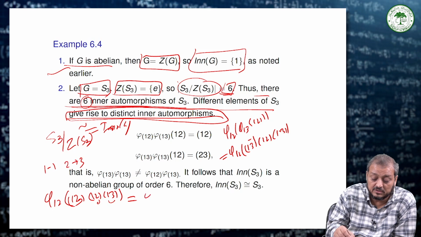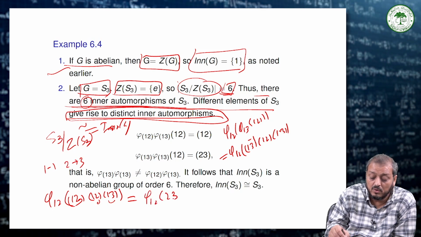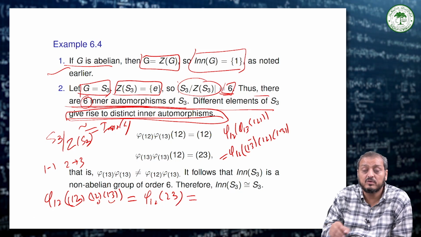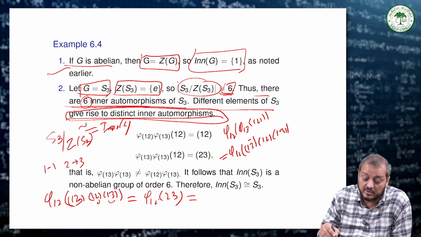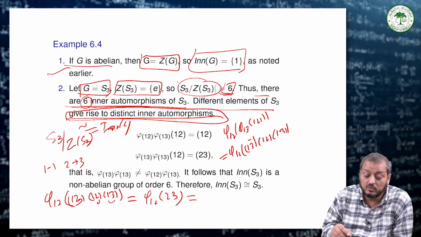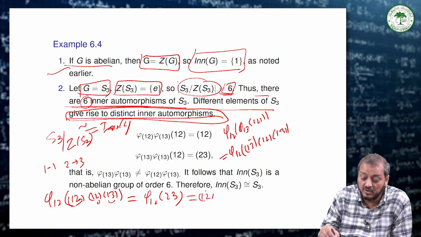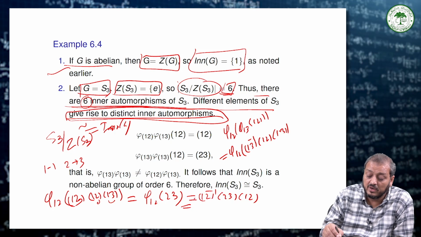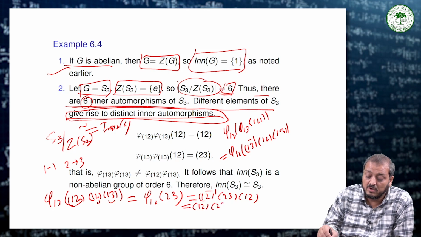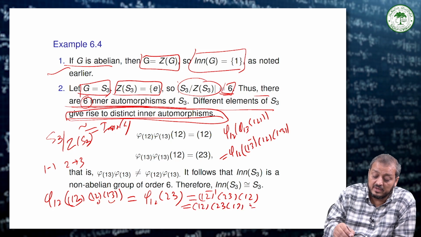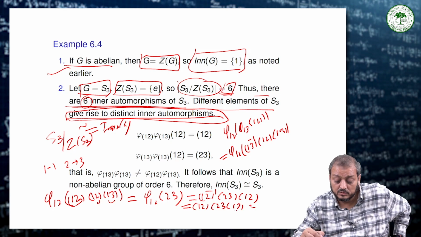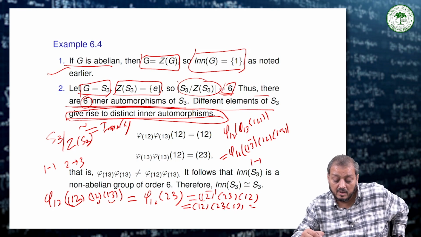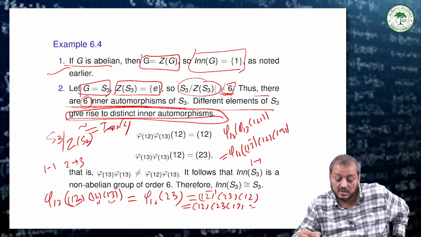So the only possibility is that phi of (1 2) is equal to (2 3). Now if phi of (1 2) is equal to (2 3), then we have to calculate this again. You take it in this form: (1 2) inverse, then (2 3), then (1 2), again (1 2) inverse. Note that (1 2), then (2 3), and then (1 2). Then again you just check: 1 goes to 2, 1 goes to 2, 2 goes to 3, and 3 goes to 3.